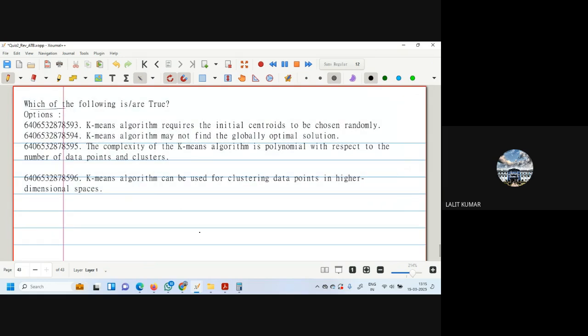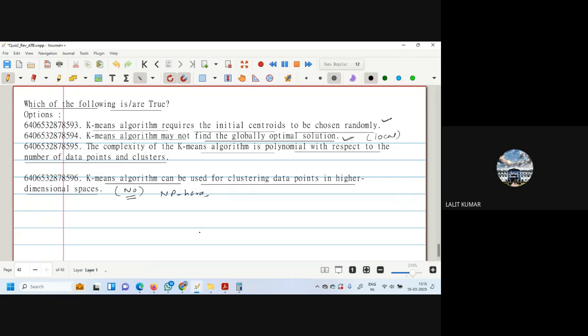Which of the following are true? K-means algorithm requires the initial centroids to be chosen randomly. Yes. K-means algorithm may not find the globally optimum solution. True, it only finds the local. The complexity of the K-means algorithm is polynomial with respect to the number of data points and clusters. Let's see this. And K-means algorithm can be used for clustering data points in higher dimensional space. No, because then your calculations become NP hard.